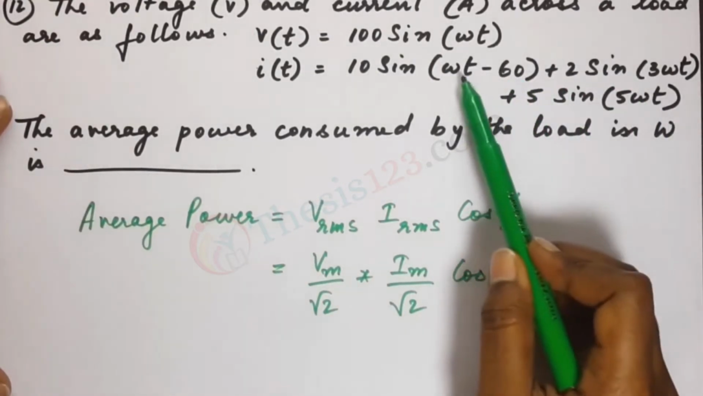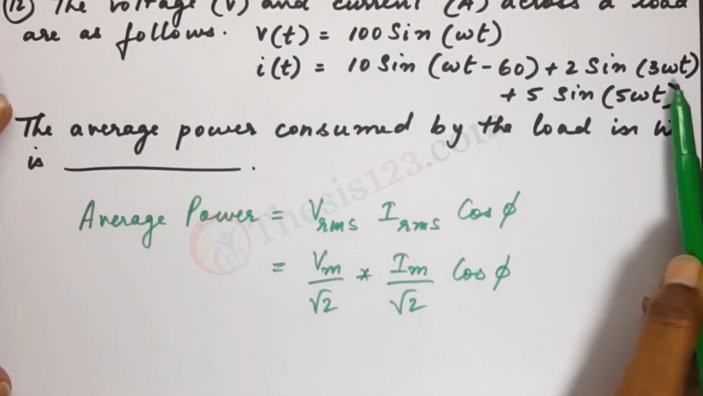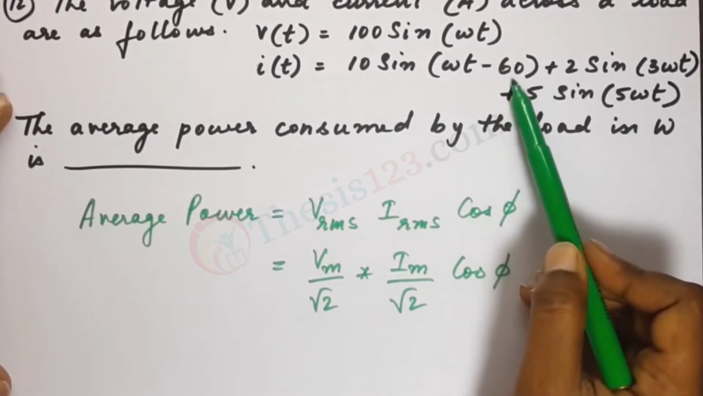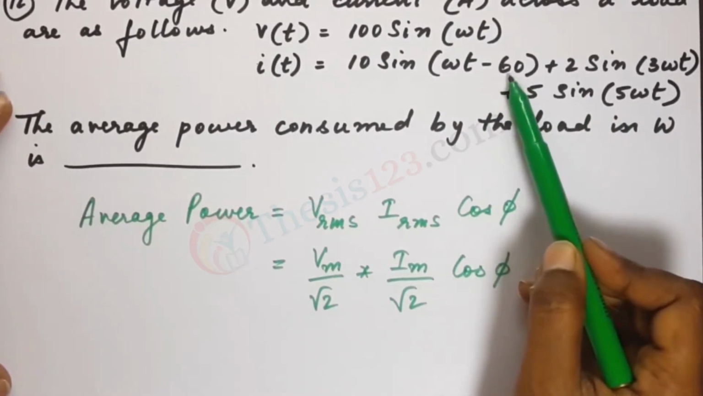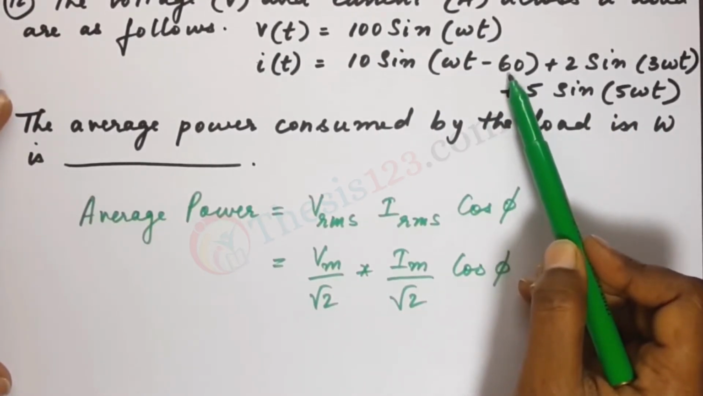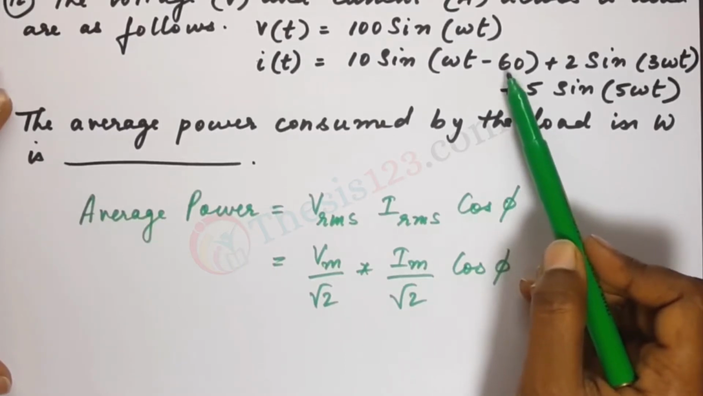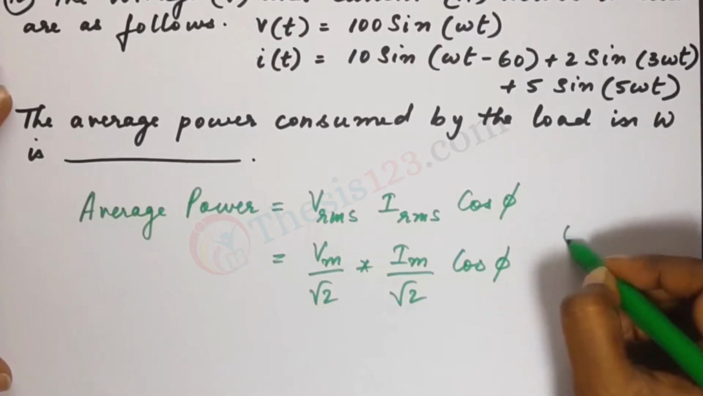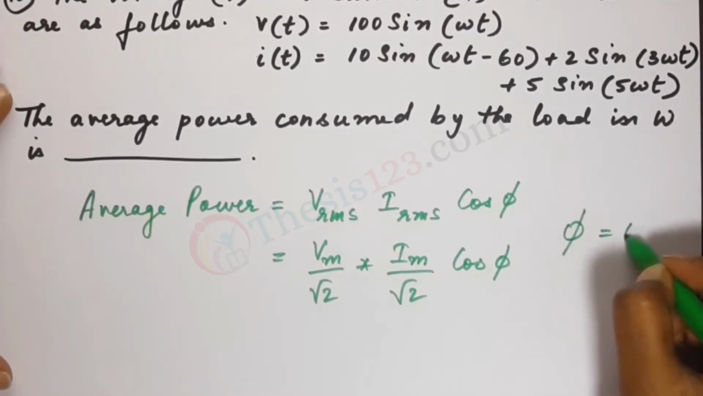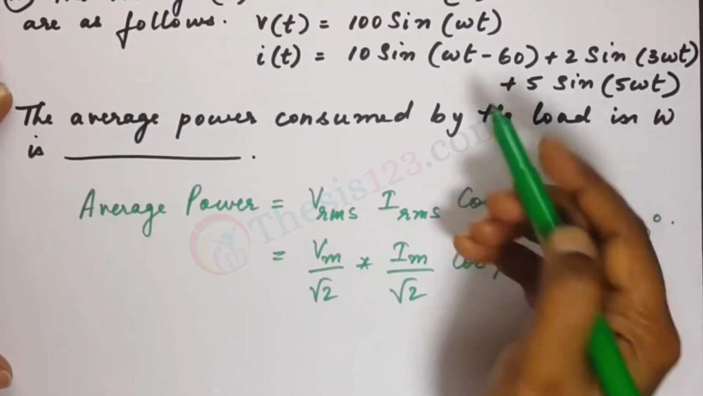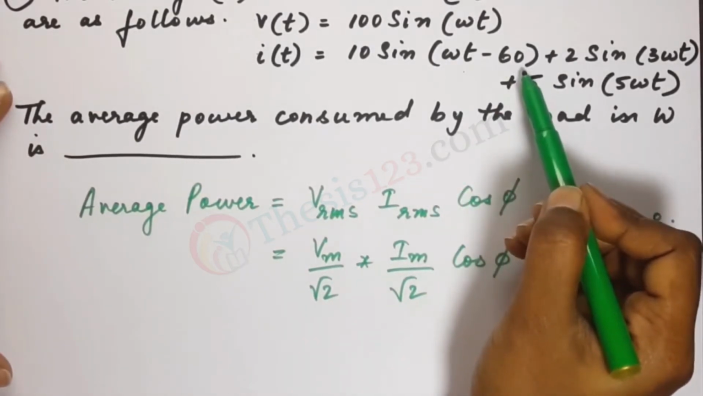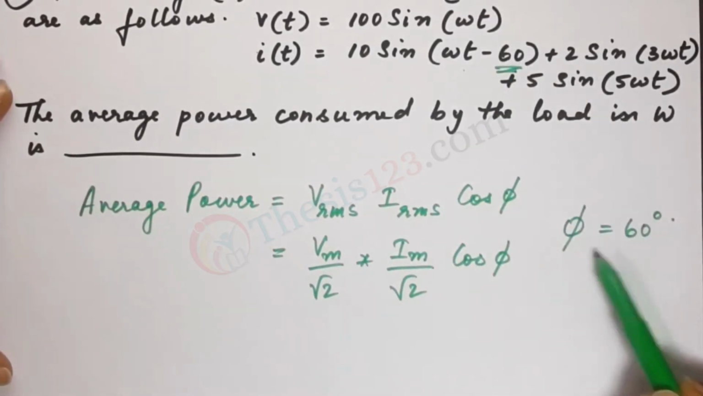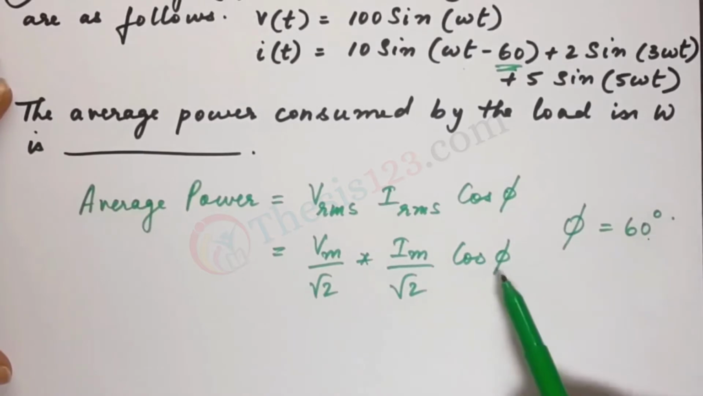Now here you will notice that in the current equation we have 60 in place of the angle, angular frequency. So here that indicates that phi is 60 degrees. So that's omega t minus phi. This indicates that our phi is 60. So we substitute that over here.